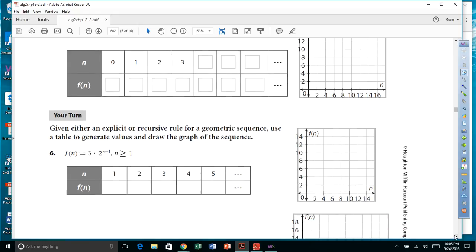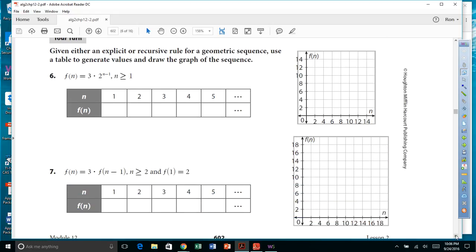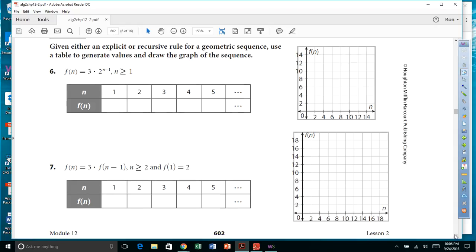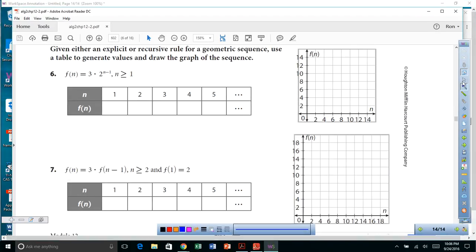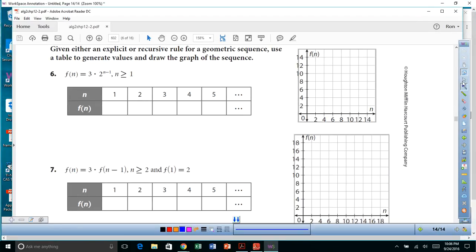Your turn. Number 6. Given either an explicit or recursive rule for a geometric sequence, use a table to generate values and draw the graph of the sequence. So number 6. What kind of a rule is that? I believe that's an explicit rule, right? Explicit rule. So what are we going to do? Well, we're going to put this 1 in. 1 minus 1 is 0. 2 to the 0 is 1. 3 times 1 is 3.